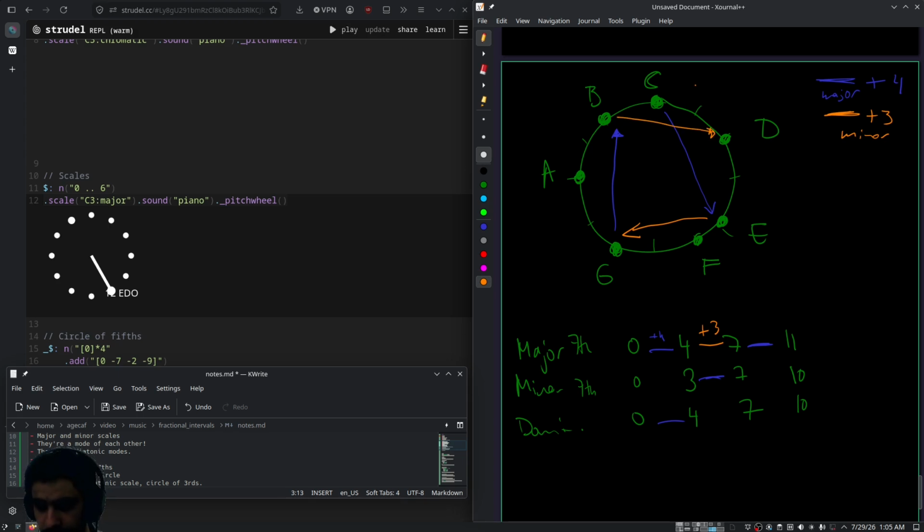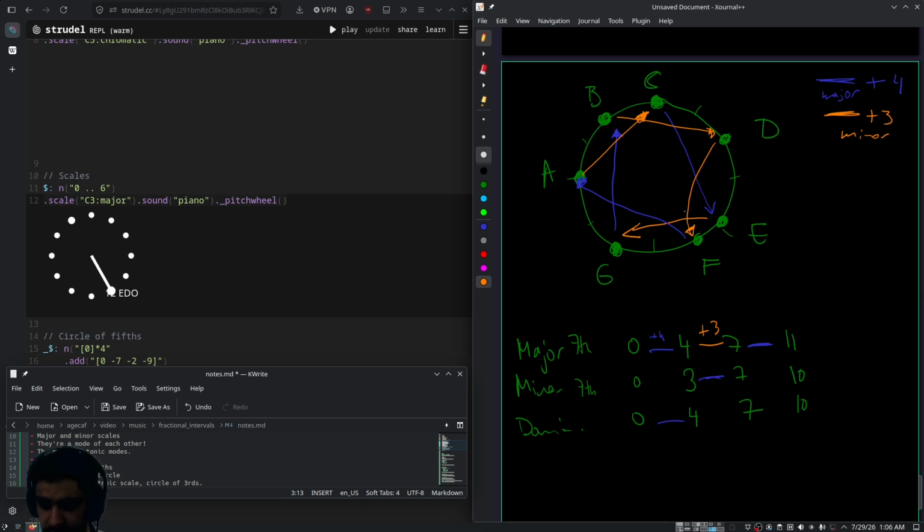So it's going to be 1, 2, 3. So that's minor. From D, I can get to F. That's 1, 2, 3. That is also minor. So that's one of the weird things about this, because from F, I can get to A with 4, and from A, I can get to C back with 3. And so as you can see, we can build everything nicely.